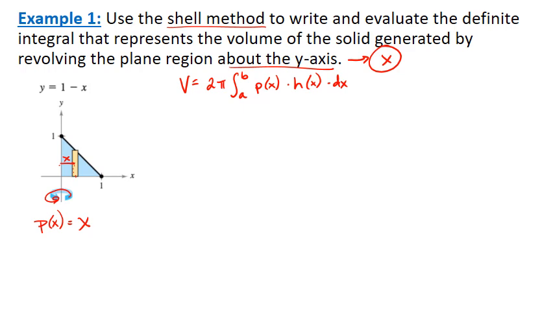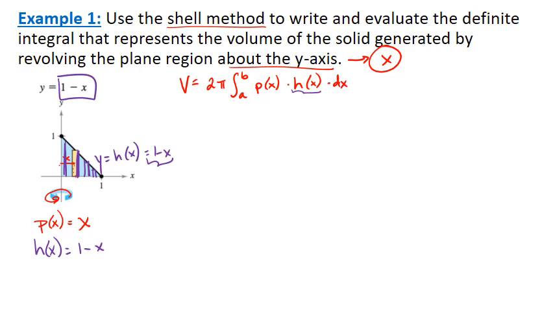Now we also need to identify what h of x is. Recall, h of x is the height of this. So this distance here. Now I could have a rectangle over here or one over here, and hopefully you recognize that the height is always y. So y is equal to h of x. Well, it turns out we know what y is. y is 1 minus x. So we know that h of x is 1 minus x. Remember, dx is just our variable of integration, so that just remains dx.